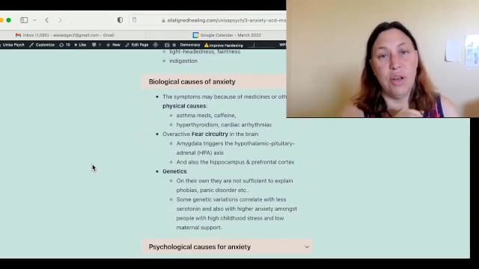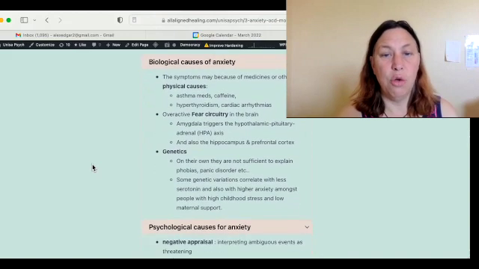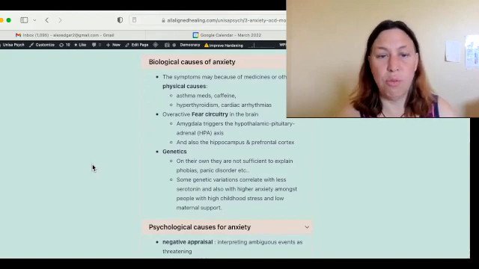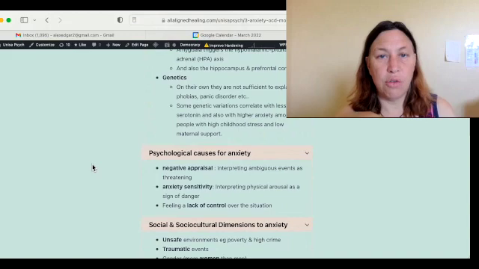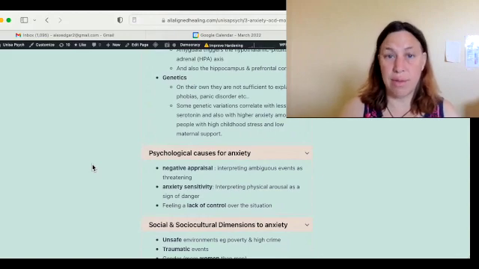Genetics, there's definitely a genetic correlation, but on its own, it's not sufficient to explain anxiety. Anxiety does seem to correlate with low serotonin, high childhood stress, low maternal support. Psychological causes for anxiety: cognition, negative appraisal, seeing everything as threatening. Anxiety sensitivity, when you feel your heartbeat, you feel it as a signal to be afraid that there's danger. And feeling lack of control. This is key to all of these disorders.